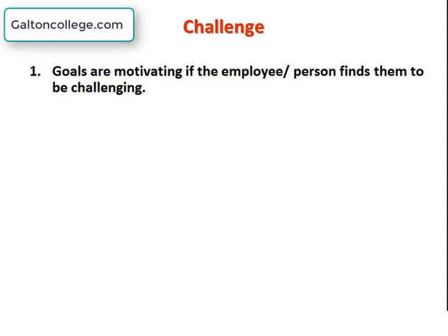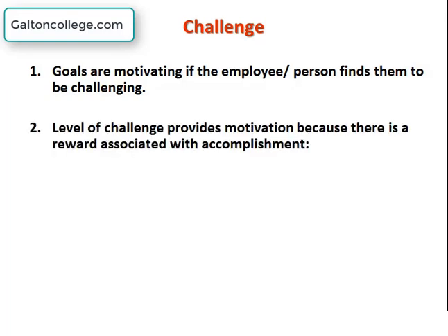But if it's challenging, if it's difficult, and if the people have to think about it and work out how to do it and so on, it becomes a challenge. So it becomes more interesting. The level of challenge provides motivation because there is a reward associated with its accomplishment. When we face a challenge and succeed, we feel accomplishment. We feel we have achieved something big. So we are more motivated because of the challenge.